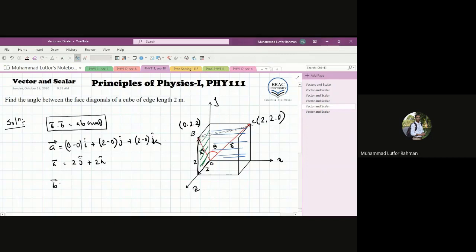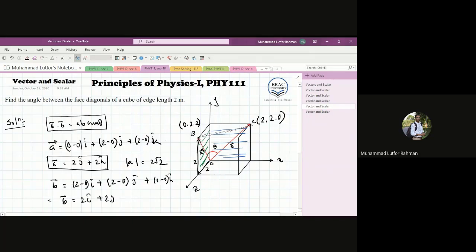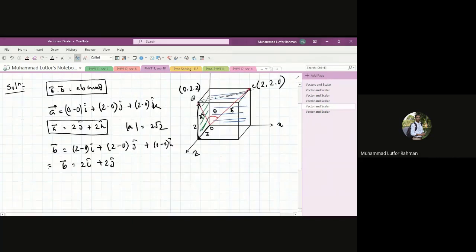What about the vector B? And the magnitude of vector A: 4 plus 4 is 8, so that means 2 root 2. What about the vector B? Vector B, I can also find out: 2 minus 0 i hat plus 2 minus 0 j hat plus 0 minus 0 k hat. Then vector B must be 2i hat plus 2j hat, right? Then the magnitude of this vector will also be 2 root 2.